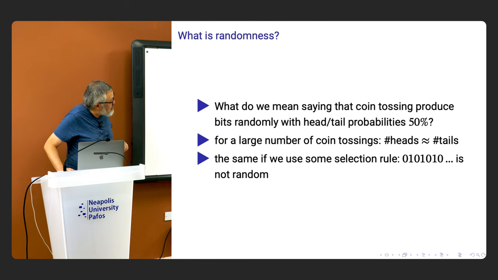If, for example, we toss a coin and get 0101001, we will not believe that the coin is random. If the casino gives a 0101001 pattern, then of course you can easily win if you play every second time. So not only in the original sequence should there be the same number of heads and tails, but also if we try to select some special places when we make bets, then for the special places, if they are selected before the game, the number of zeros and ones should be approximately the same.